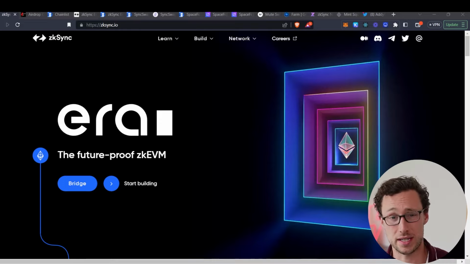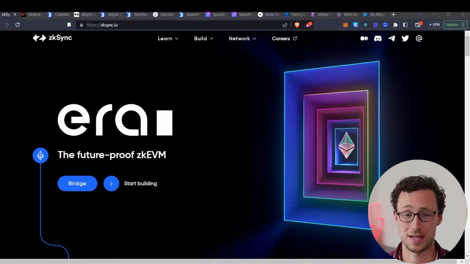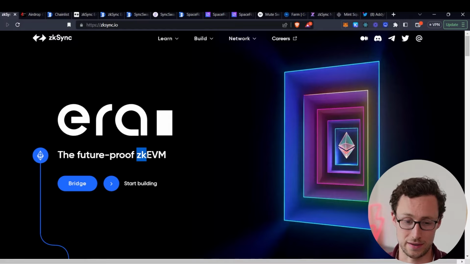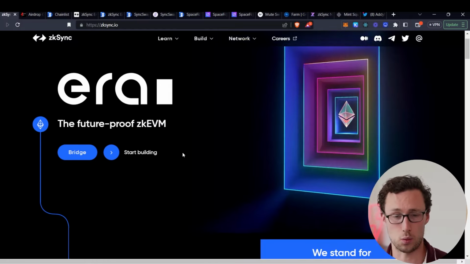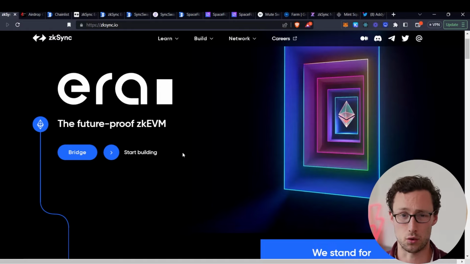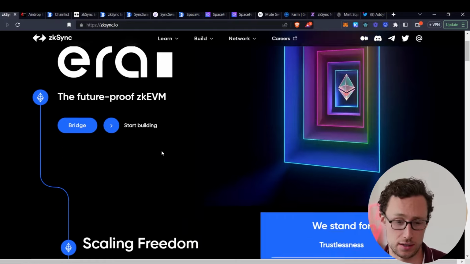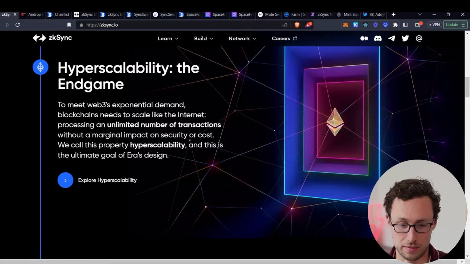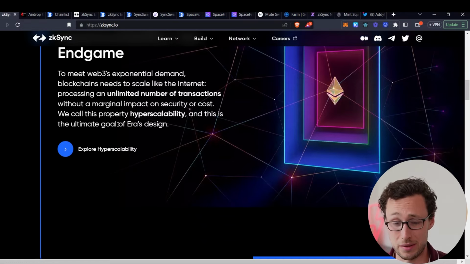But unlike most zk rollups that have existed up until this point, zkSync Era is different in that it's also compatible with the Ethereum virtual machine, also known as the EVM. So that's the EVM part here. So you have the zk rollups and you have the EVM. And what makes this significant is that since most zk rollups up to this point weren't compatible with the Ethereum virtual machine, applications on them had to be either built from scratch or rebuilt. But if they're compatible with EVM, then you can take any application from Ethereum mainnet and quickly redeploy it onto zkSync Era. And you can see here that their goal ultimately is hyperscalability with an unlimited number of transactions.